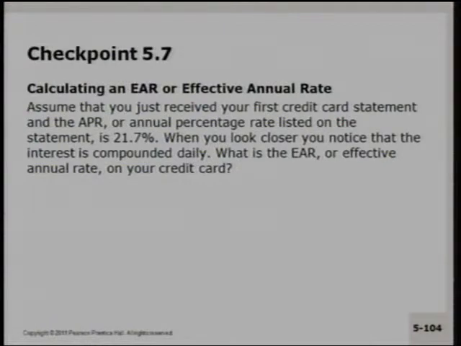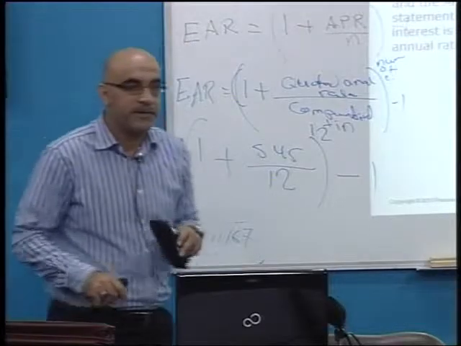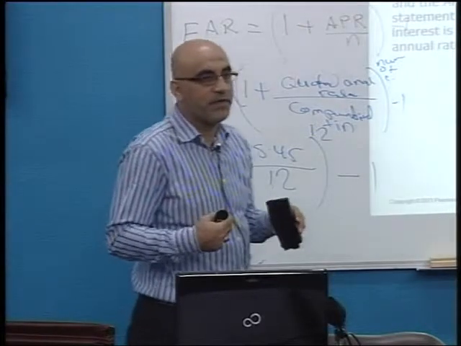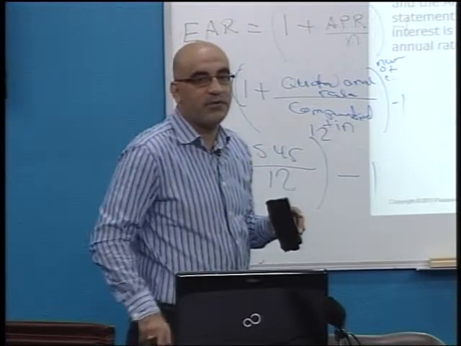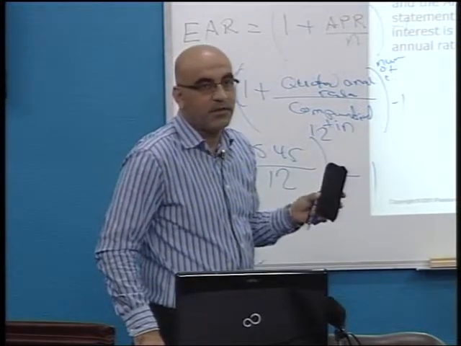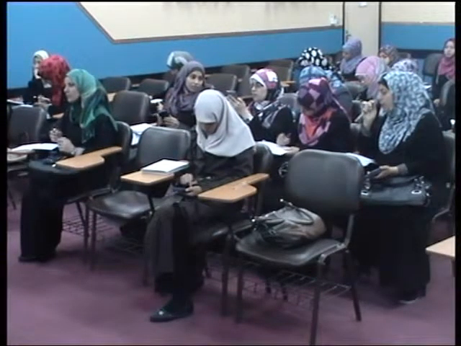What do you think? Is the effective annual rate greater than 21.7% or less than 21.7%? What do you think first? Before you answer the question, is it greater? Yes, it's greater than 21.7%. Okay, how can you answer this?